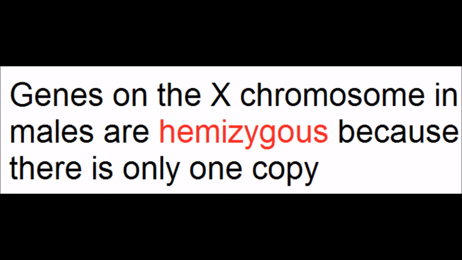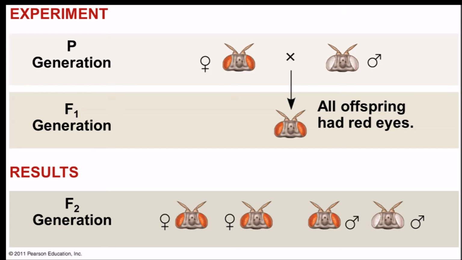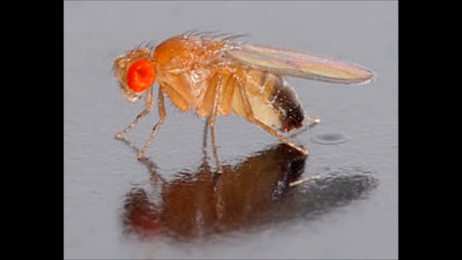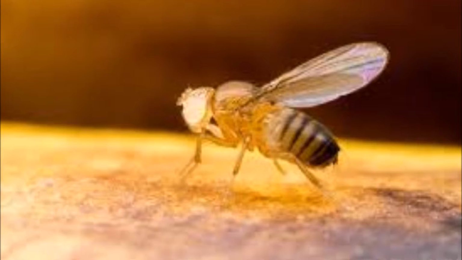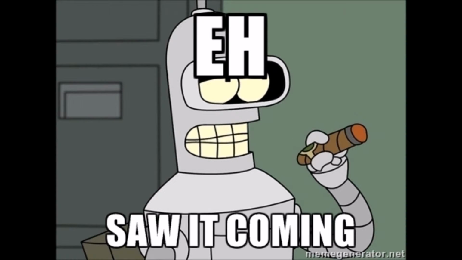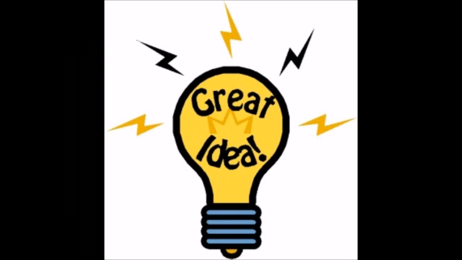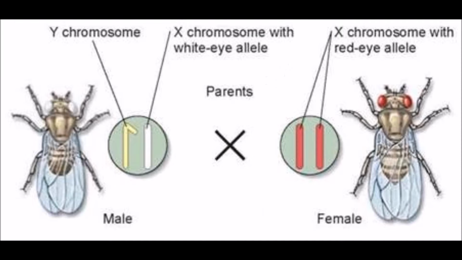Morgan crossed the white-eyed fly he had found, which was male, with a red-eyed female. All the offspring of this cross were red-eyed. Morgan concluded from this that the white-eyed trait was recessive, so he allowed the offspring to breed with each other to create the F2 generation. Some of the flies in the F2 generation were white-eyed, as would be expected from a recessive trait. Morgan also observed that all the white-eyed flies in the F2 generation were males, and he proposed, based on this pattern of inheritance, that the gene associated with the white-eyed phenotype is located on the X chromosome.